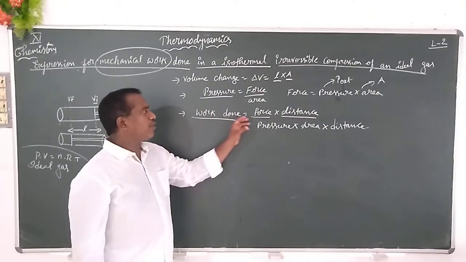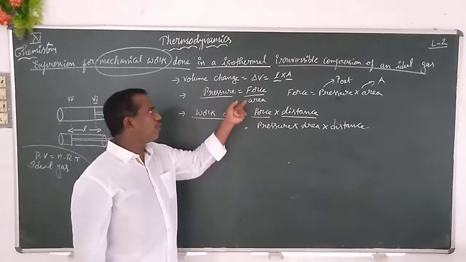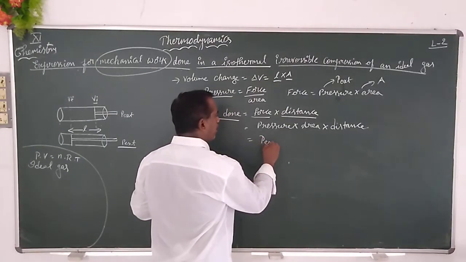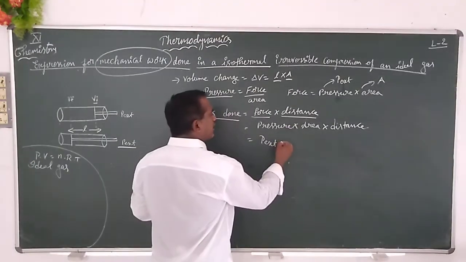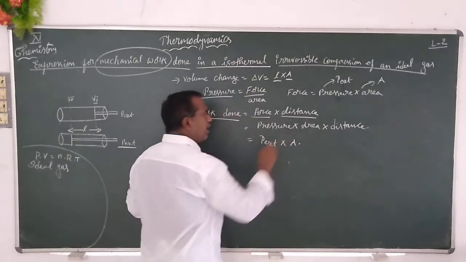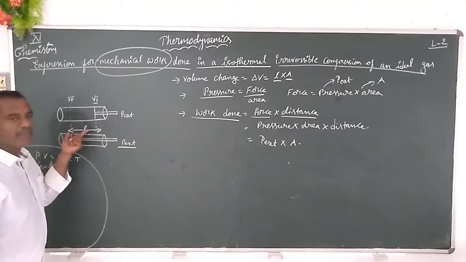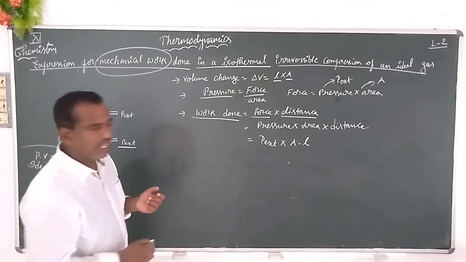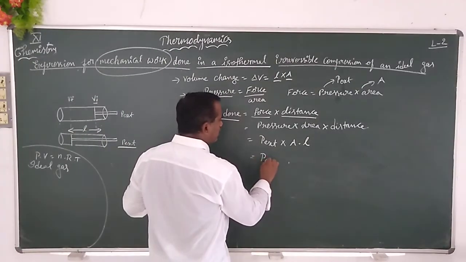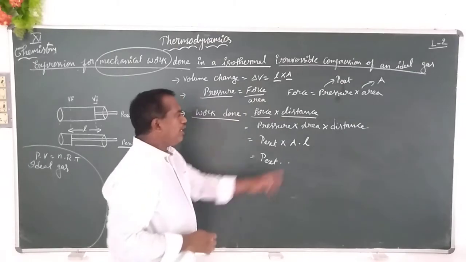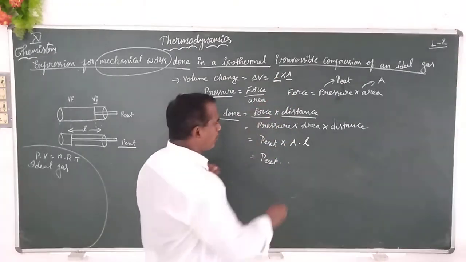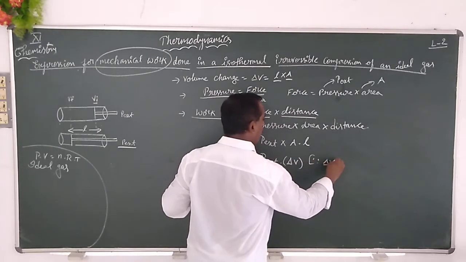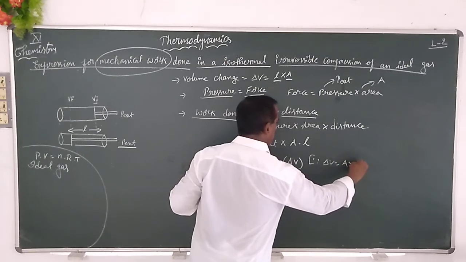So work is equal to force into distance. But what is force? Force is equal to pressure into area. What is the pressure? It is the external pressure. What is the area? Area is A. How much distance is the gas being compressed? The gas has been compressed with the distance of small l. Now we can write this equation as P into A into L, which is nothing but the change in the volume, since we know change in volume is equal to A into L.